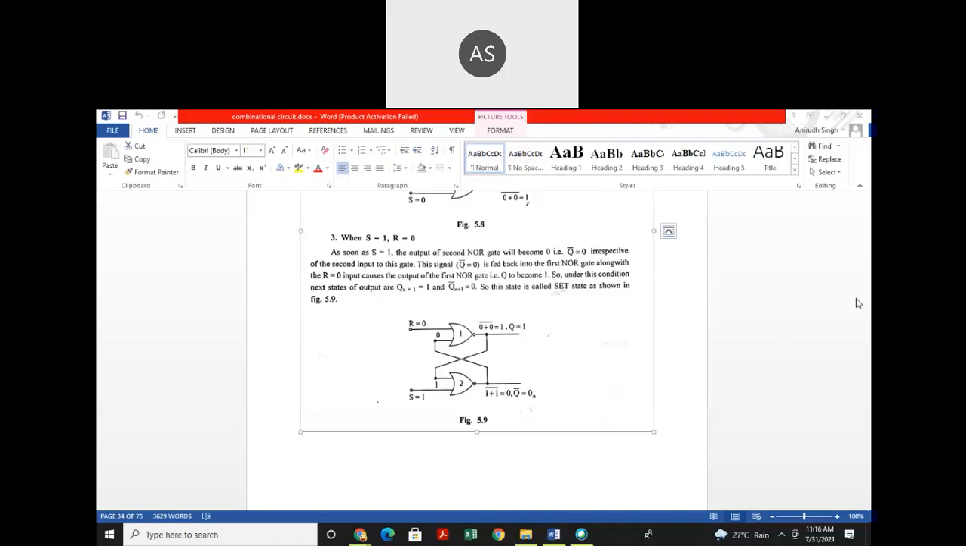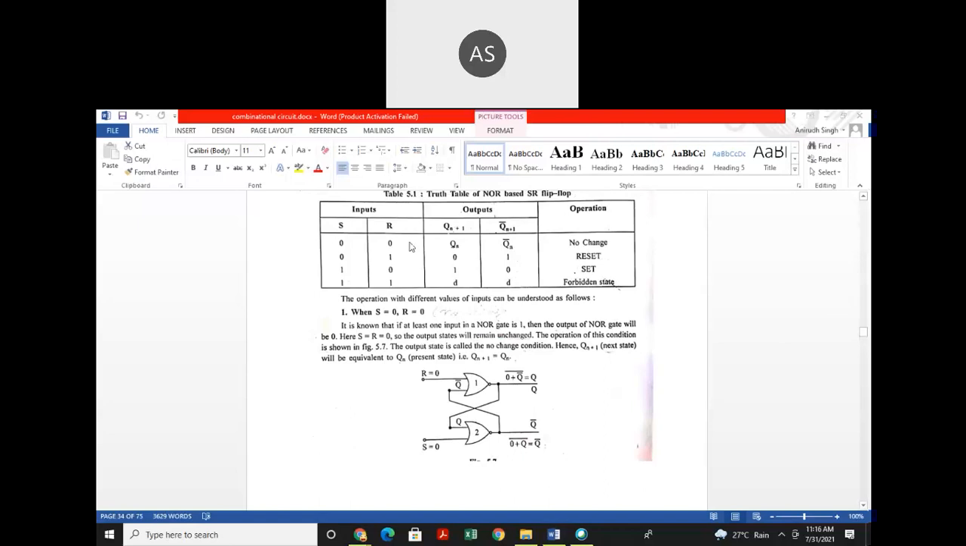And this is known as set state. When S is 0, R is 0, then there is no change in state, means if previous state is 0, then next state will remain 0, and if previous state is 1, then next state will remain 1. But when S is 1, R is 0, then next state is always 1, and this state is known as set state. If Q is 1, then obviously Q bar is 0, and this state is known as set state.